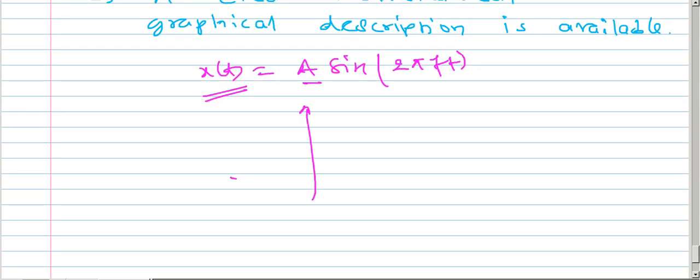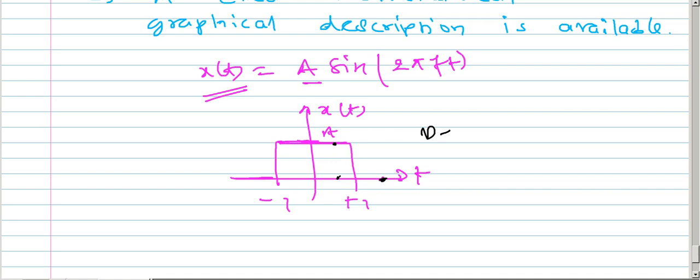Or for example, if you have some graphical description, for example, this is a pulse which is defined from -1 to +1 with amplitude a. So this is also a deterministic signal. This means that you can find out the value of this signal at any time instant. For example, at this time we know that the value is 0, or if you take the time as 1 by 2, then its value is a. a could be say 1 or 2. So this is also a deterministic signal.